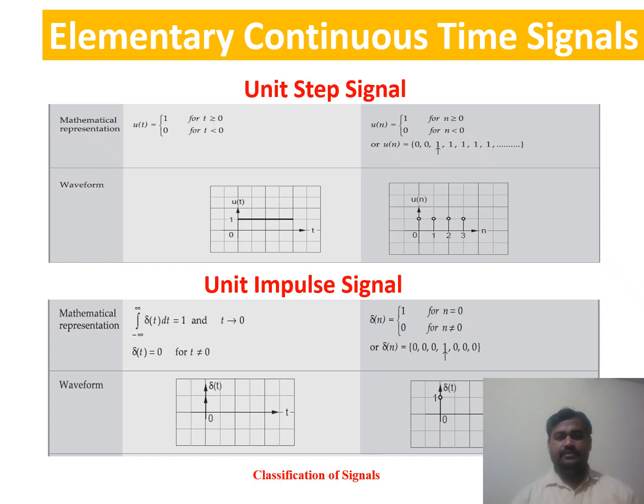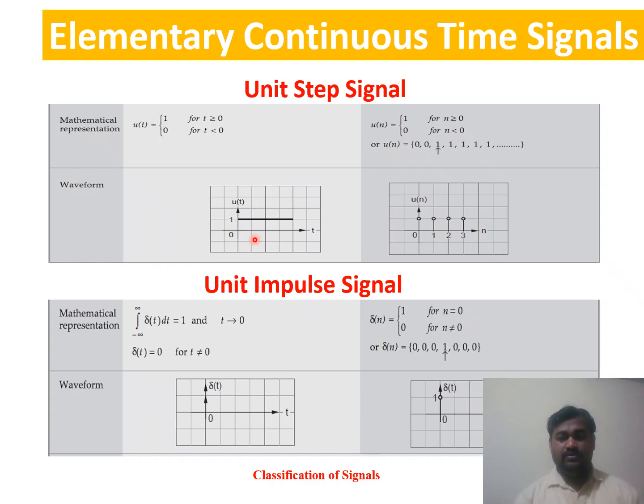Elementary continuous time signals. Some of the signals are used as an input for studying system behavior. This includes step, impulse, ramp, sinusoidal and exponential signals. First one, the unit step signal. It is represented by u of t. u of t equal to 1 for t greater than or equal to 0, and 0 for t less than 0.